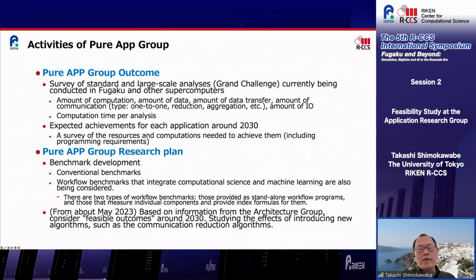Currently, we are working on developing our benchmarks. In addition to the traditional benchmarks, we are considering workflow benchmarks, such as the integration of computational science and machine learning. From now on, based on the information from the architecture research group, we will consider the feasible outcomes around 2030. And we will study the effect of introducing the new algorithms, such as the communication reduction algorithms.